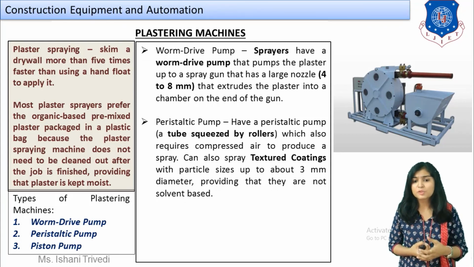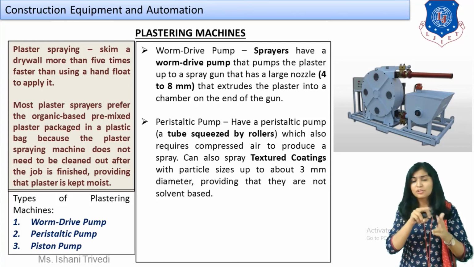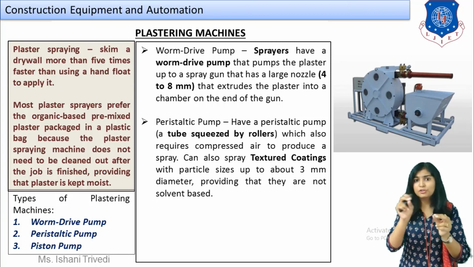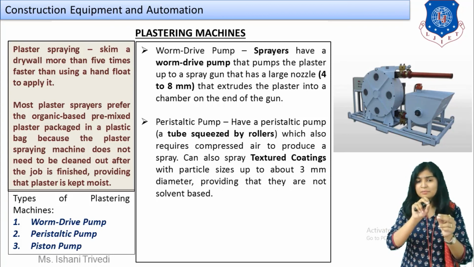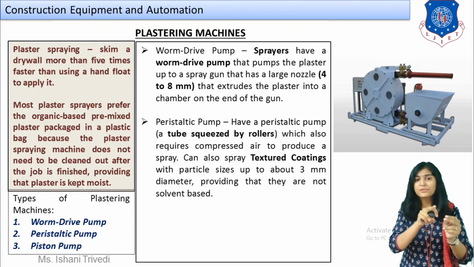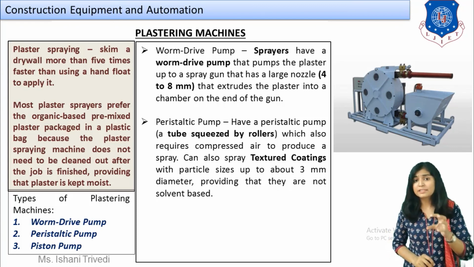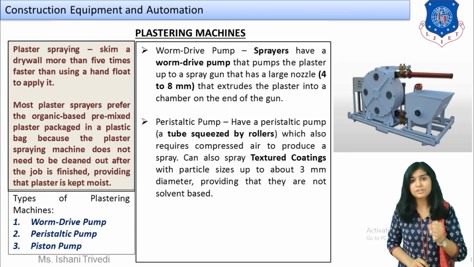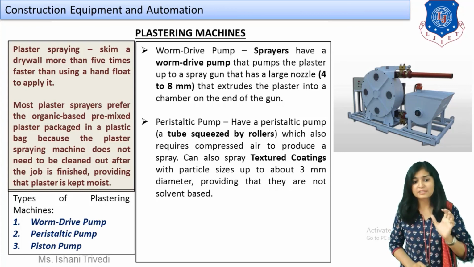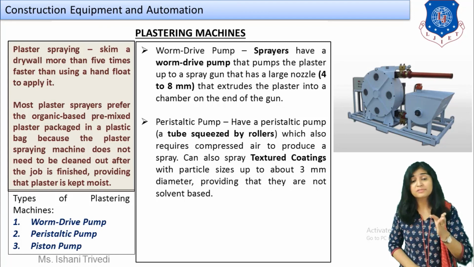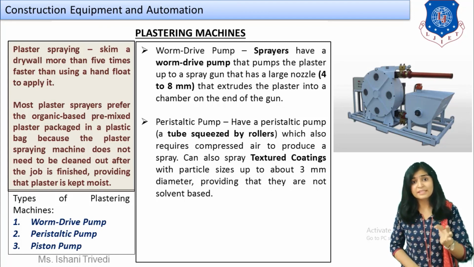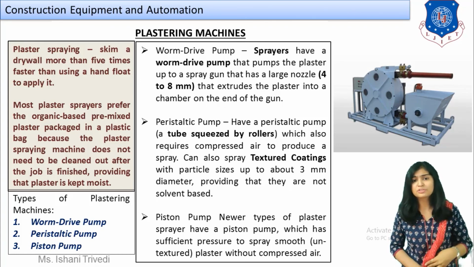It is a tube squeezed by rollers. Can you see a roller over here? So the tube sprays the plaster with the help of a rolling tube. This is how it works, and it also requires compressed air to produce a spray. So here, instead of pressure, compressed air will be used to spray the plaster on the surface. You can use this for textured coatings. Nowadays, textured walls are very popular, so for that this can be used.